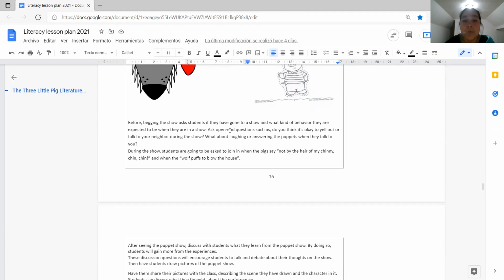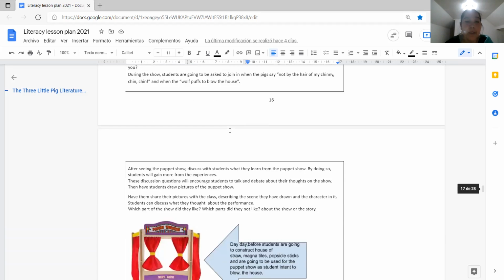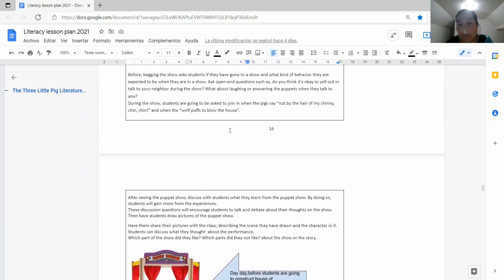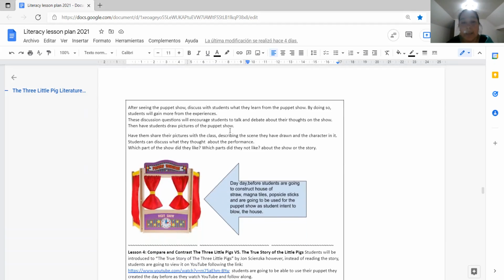And during the puppet show, we're gonna have students be part of the show. For example, when there are repetitions, the students are gonna join in. For example, when it says, not by the hair on my chinny chin chin, and when the wolf puffs to blow the house. So that is where I'm gonna have the students join in for the repetition phrases.